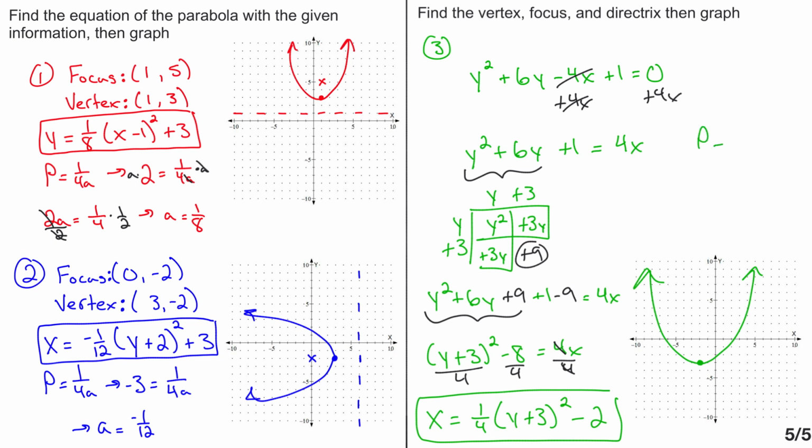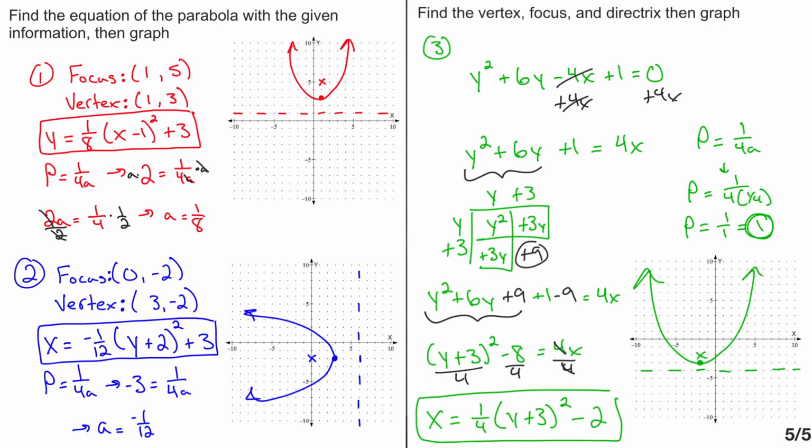p is going to be equal to 1 over 4a. That means that p is going to be equal to 1 over 4 times 1/4, because that is our a value. Therefore, p is going to be equal to 1 over 1, which is equal to 1. That is my p value, that's my focal length, which means if I go up 1, that'll be where the focus is. If I go down 1, that is where the directrix is.